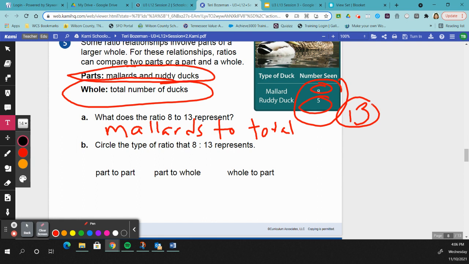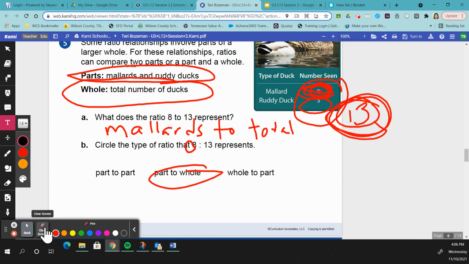Well, the first part is a part, right? 8 is one of our parts, one of our pieces. And then 13 is a whole. It's the total amount. So this is a part to whole ratio. Now, when we were talking about 8 to 5, that would have been a part to part ratio. But this one is comparing a part to the total. So it is a part to whole ratio.